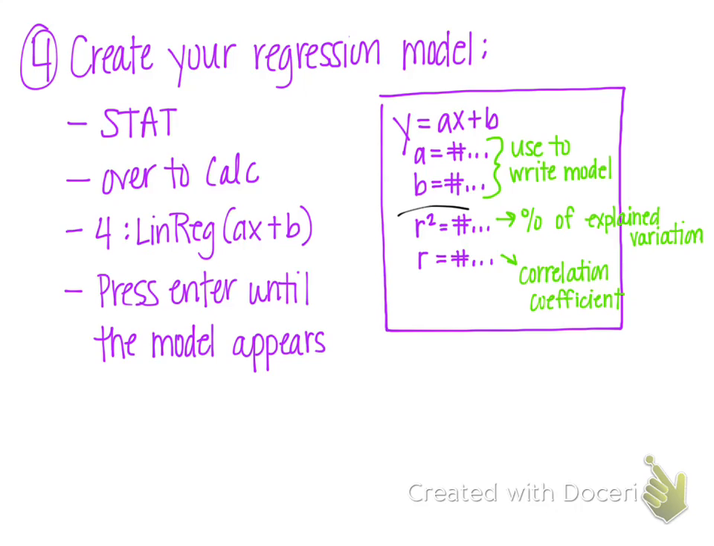Now your r squared is your percent of explained variation, and we're going to talk more about that in a minute. And then your r is your correlation coefficient, which we're also going to talk about in more detail in a minute. Now, if you do not have your diagnostics on, these do not show up. So if you're not having these show up, make sure your diagnostics are on. If you turn your diagnostics on at the beginning of a problem set, you don't have to do it for every single problem. Just make sure it's on when you initially begin to work on these.